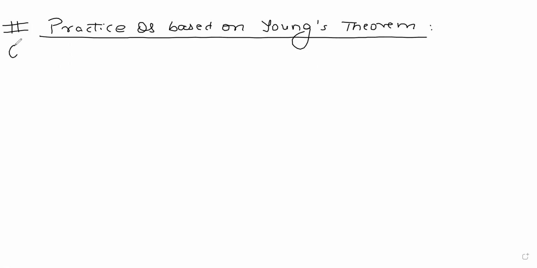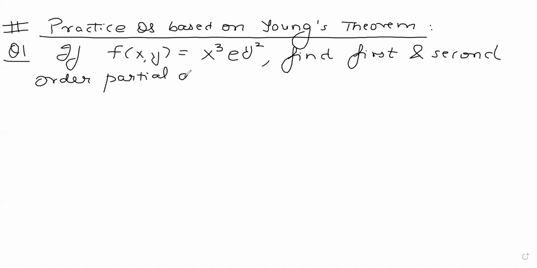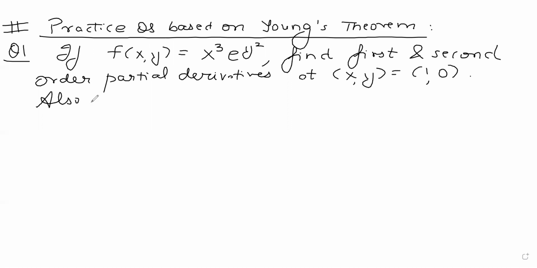So let's look at this practice question. If the function f of x, y is x cube e to the power y square, find the first and second order partial derivatives at x comma y particularly equal to 1 comma 0. Also verify Young's theorem.